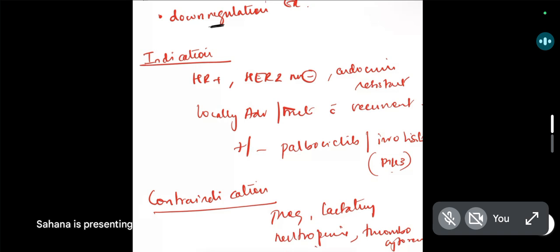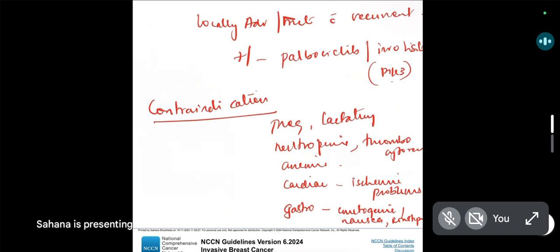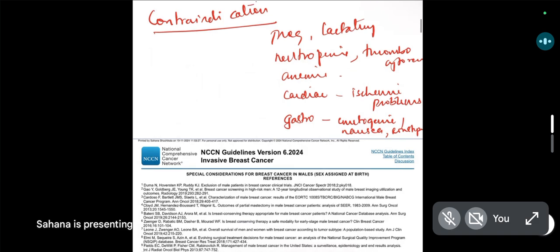The indication here: it is given in high risk, hormone positive, HER2 negative, advanced or metastatic breast cancer, which are endocrine resistant, and in recurrent setting. It is added either with CDK4 inhibitor or PIK3 inhibitors. Contraindications, they are not given in pregnancy and lactation. The adverse effects are: they cause neutropenia, thrombocytopenia, anemia. So hematological adverse effects. Cardiac, they have increased incidence of ischemic events. They are hepatogenic and they cause constipation, GI related complications.